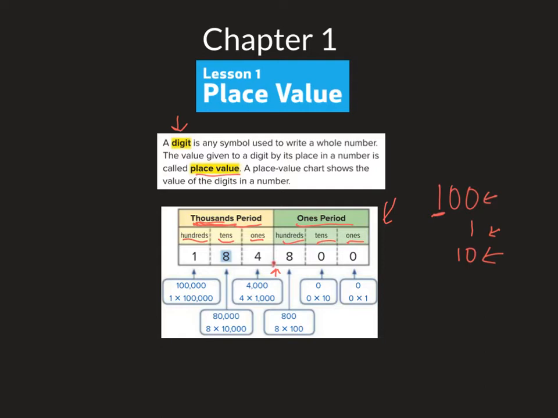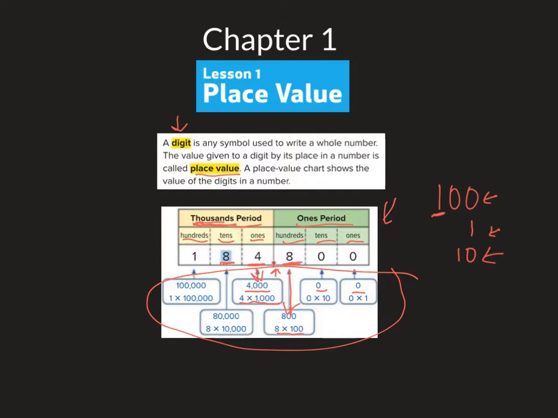Okay, so if we look down at the bottom, it tells us the values. So down here, these are what I'm talking about, values. So we have a 0 there, so it's just worth nothing, right? 0 here, worth nothing. But we have an 8 here. This 8 is not just worth 8, it's worth 8 times 100, or 800, right? Same with this 4 here. It's not worth 4, it's worth 4 times 1,000, or 4,000.